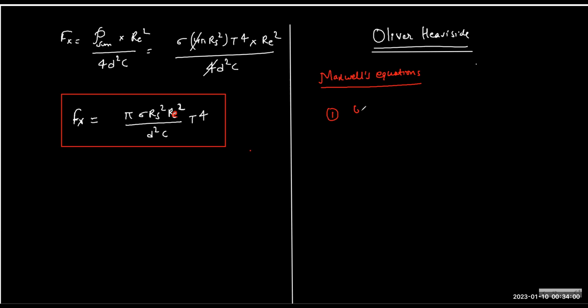So the first is called Gauss law of electrostatics. What is that? E dot dA, so electrostatic flux is equal to Q enclosed by epsilon. This way of writing is called the integral form.